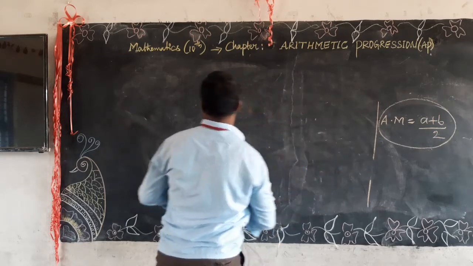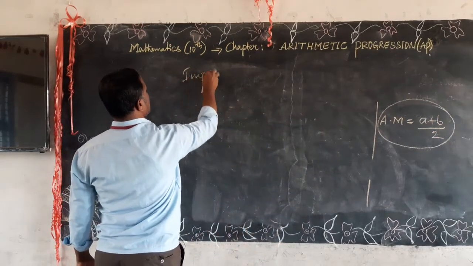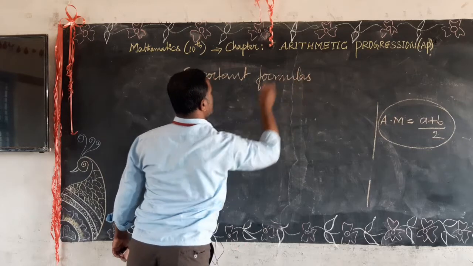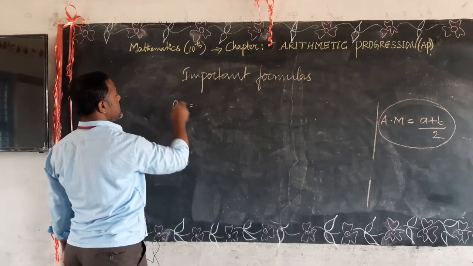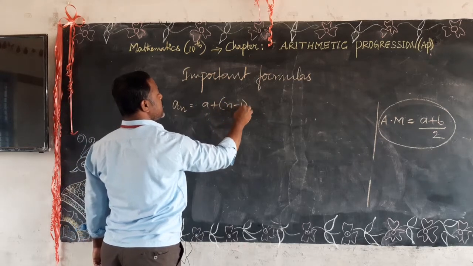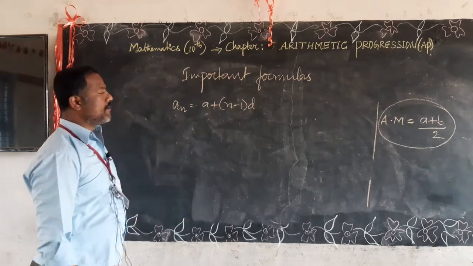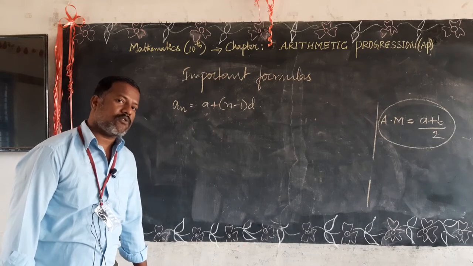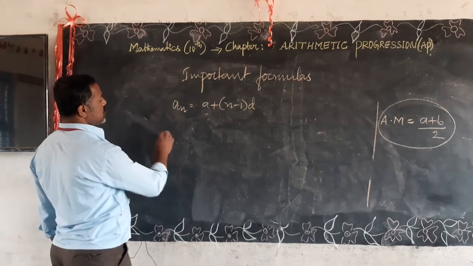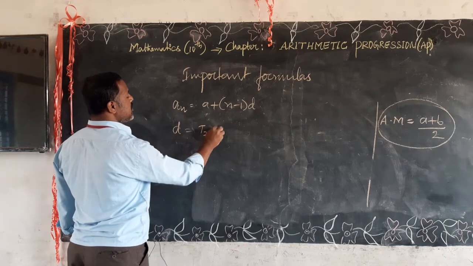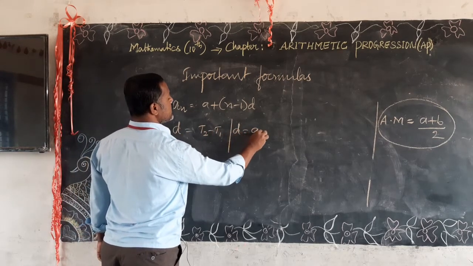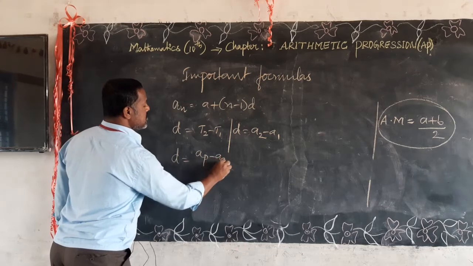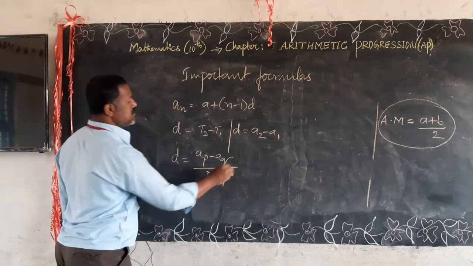I will write the important formulas. The first formula is An is equal to A plus of n minus 1 into d. So here we will get the A10 value, A plus 9d, A6 value, A plus 5d, A12 value, A plus 11d. Another one is small d, that is t2 minus t1, or small d is equal to a2 minus a1. The next formula is AP minus AQ whole divided by P minus Q.